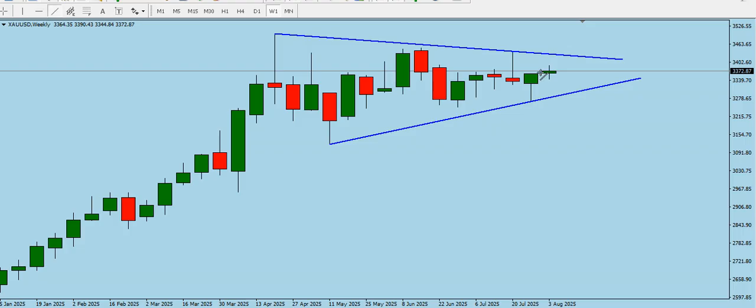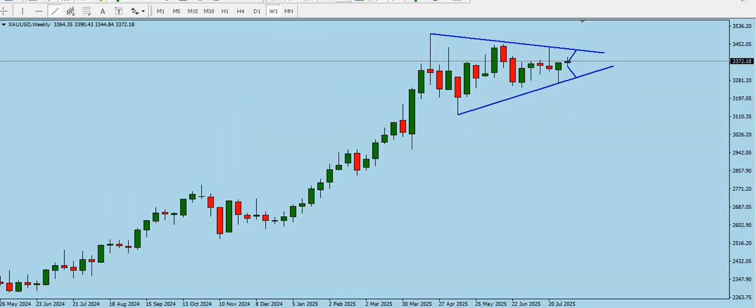If it does not go to the upper trend line, it might drop to the lower trend line. So it gets to test the upper trend line, or it drops to test the lower trend line. But in line with the overall bullish direction, we expect price to continue to go up.